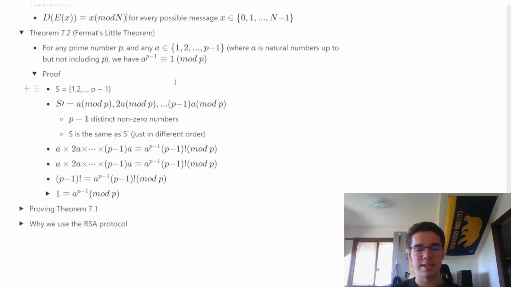So let's come up with a set S, and let's define it as all of the possible numbers that a could be, right? Now, we could also take an arbitrary a and multiply that a by each number in the set, right? Because there are no zero values, and we're multiplying by a different number each time, and all of those multiples are smaller than our mod size, we're going to get p minus 1 distinct numbers. This means that S and S prime are the same set, just not necessarily in the same order.